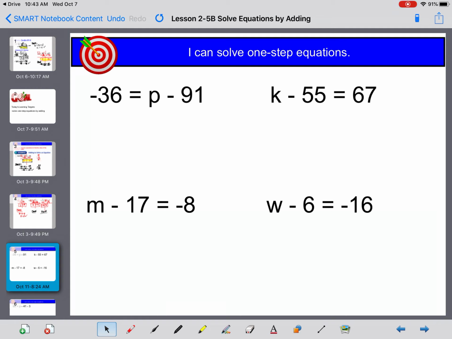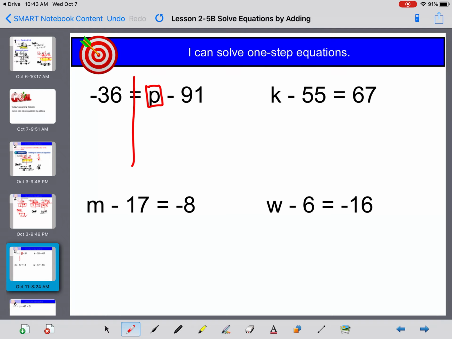All right, pause the video. Try these 4. Come on back. Make sure you've checked every answer and then compare how you did it to how I did it. All right, we're back from pausing the video.